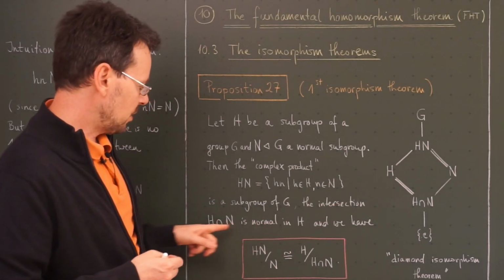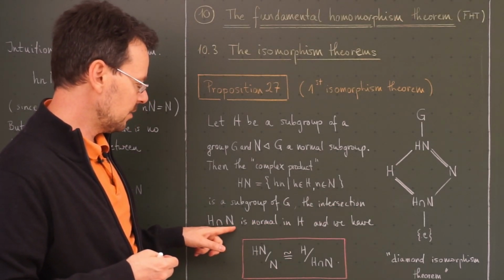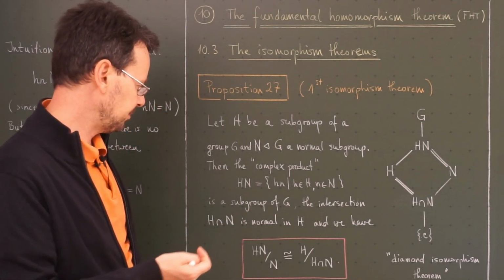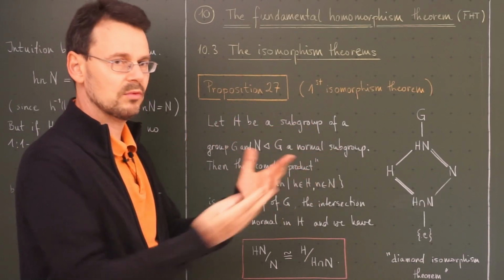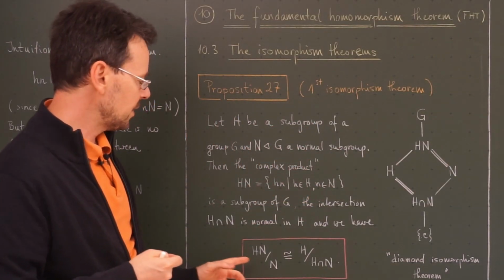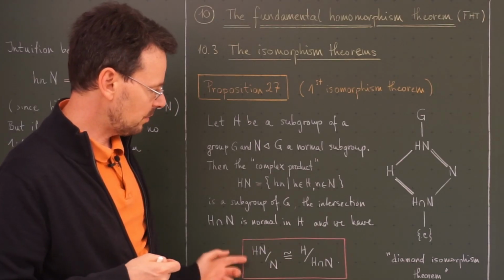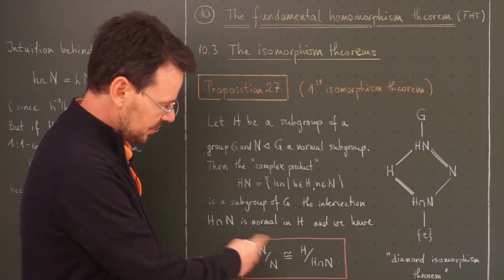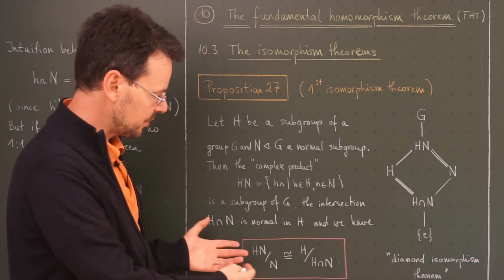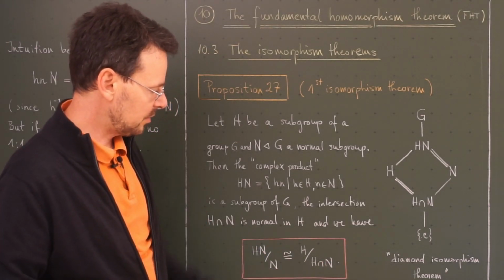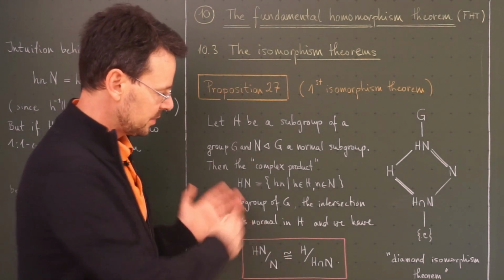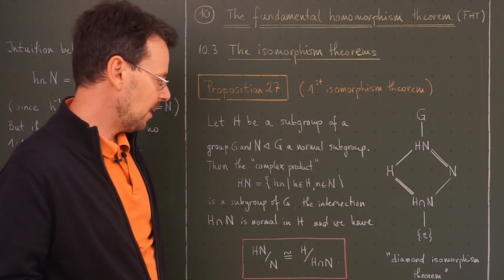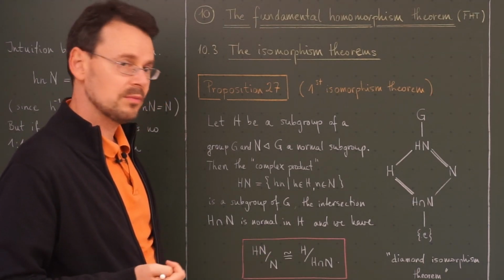The intersection of H with N is normal in H. That is not so surprising, because N is a normal subgroup of the whole group. So these two factors exist as groups, because N is normal in G and hence also normal in HN, of course, and H intersected with N is normal in H. So on both sides here I have groups, and these groups actually are isomorphic.